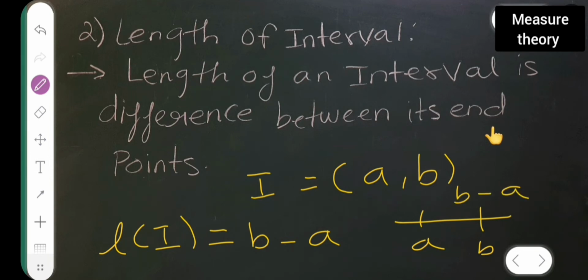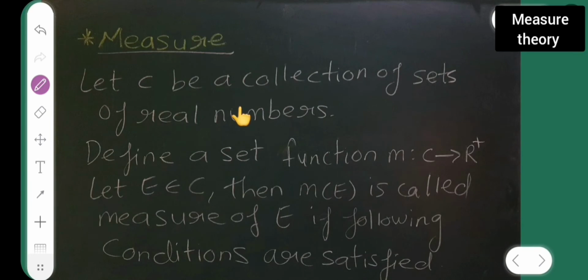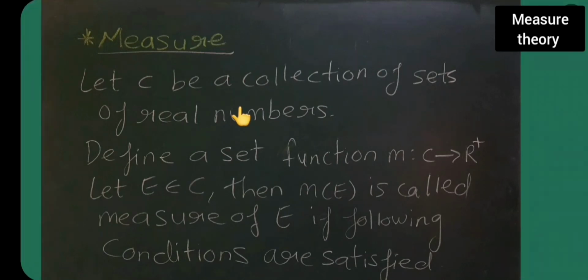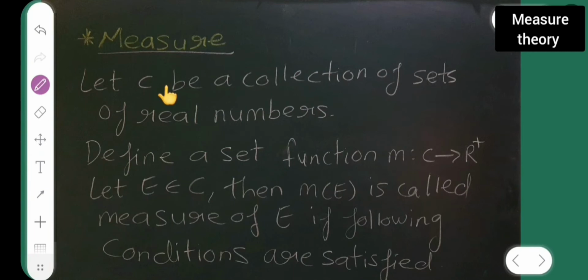Okay, next is measure. Now we need to know what is a measure. So first I will be reading what is measure. Let C be a collection of sets of real numbers. Define a set function M from C to R plus. Let E belong to C, then M of E is called the measure of E if the following conditions are satisfied.